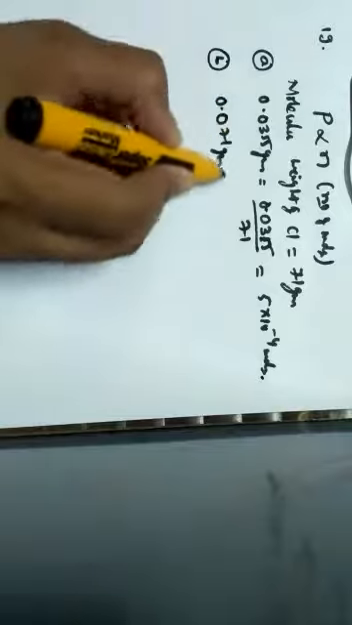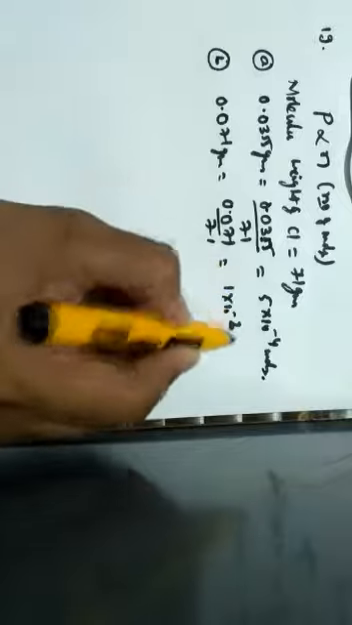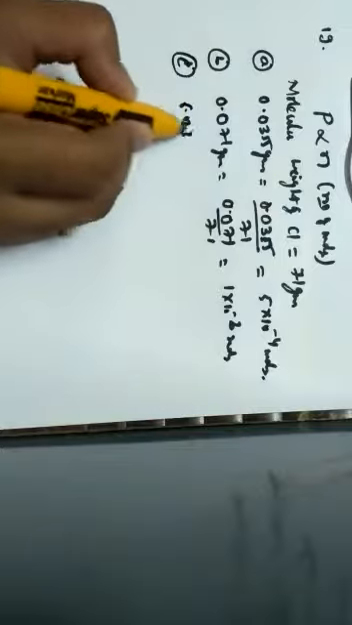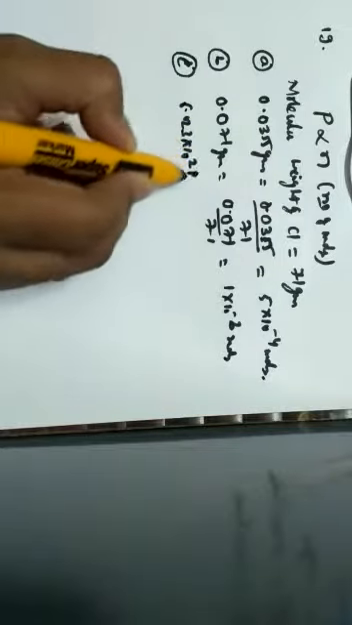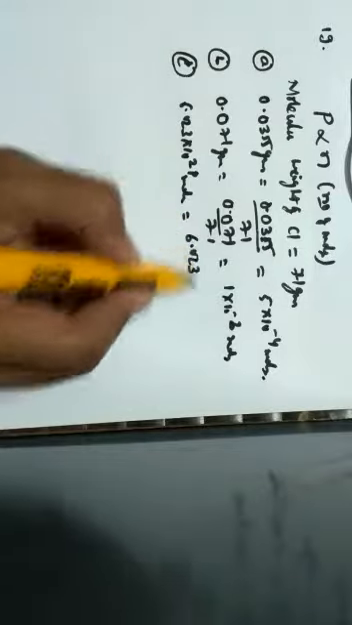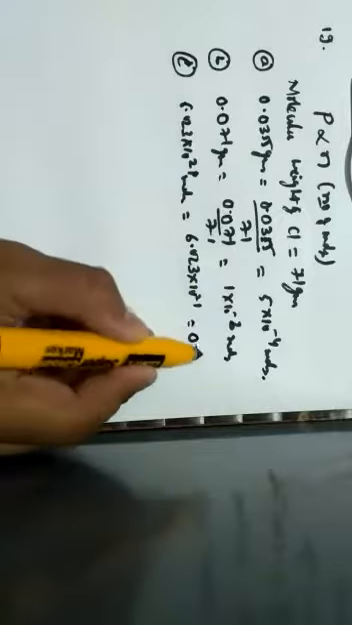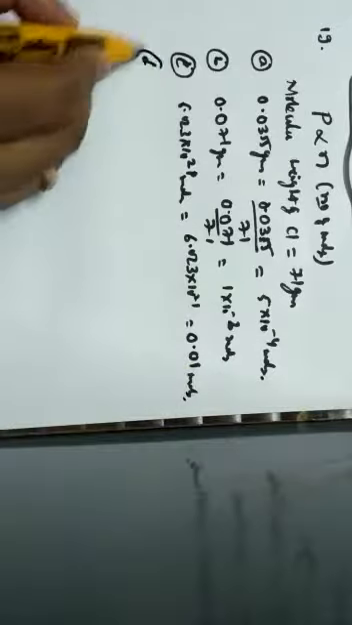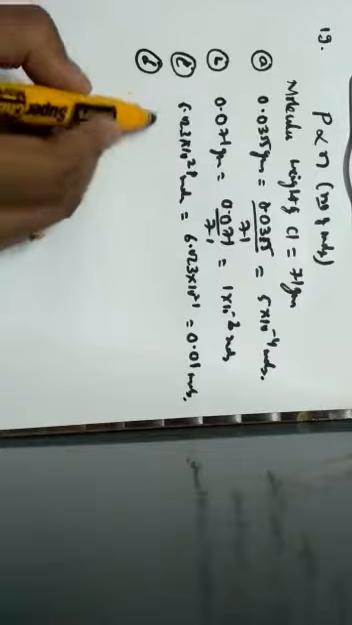Second option is 0.071 grams, that is equal to 0.071 divided by 71, which is nothing but 1 into 10 to the power of minus 3 moles. The third option is 6.023 into 10 to the power of 21 molecules, which is nothing but 0.01 moles, and option D is 0.02 moles. So here it has been directly given 0.02 moles.